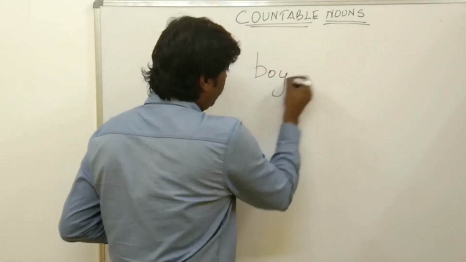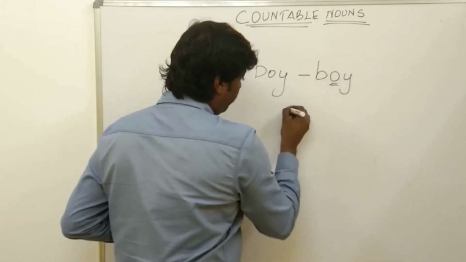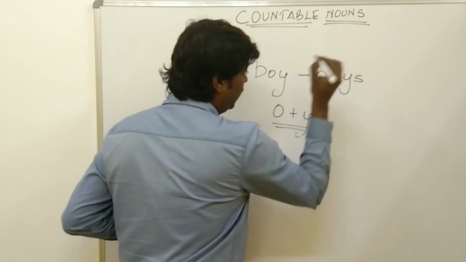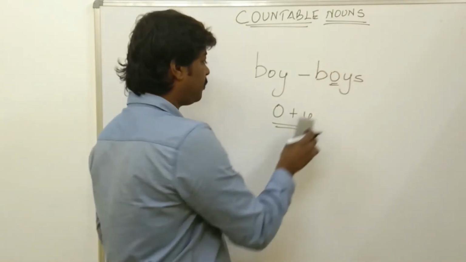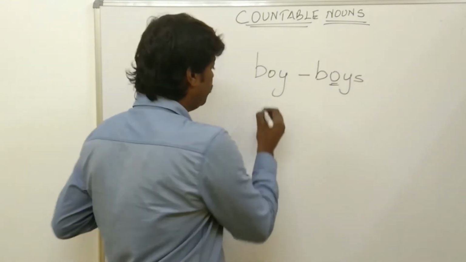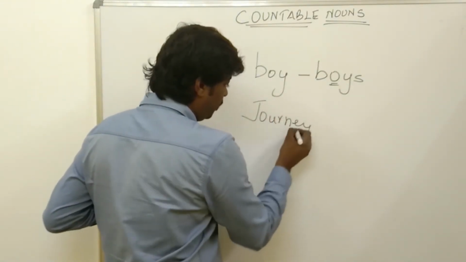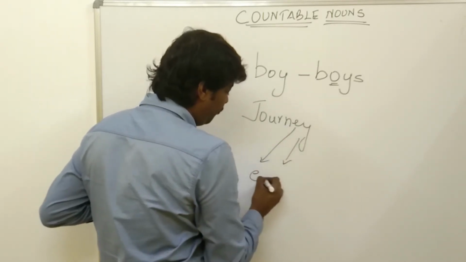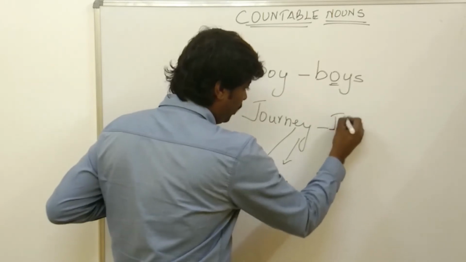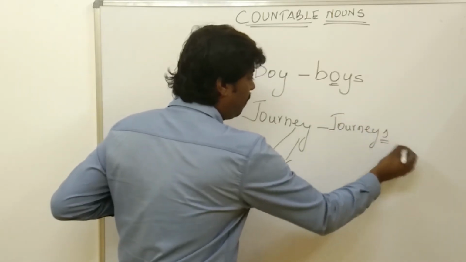Boy, vowel plus y. So we need to add s, boys. Journey. So it is vowel plus y. So we need to add s, journeys.